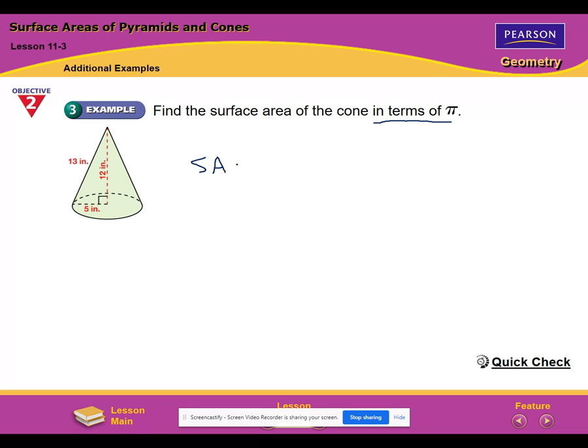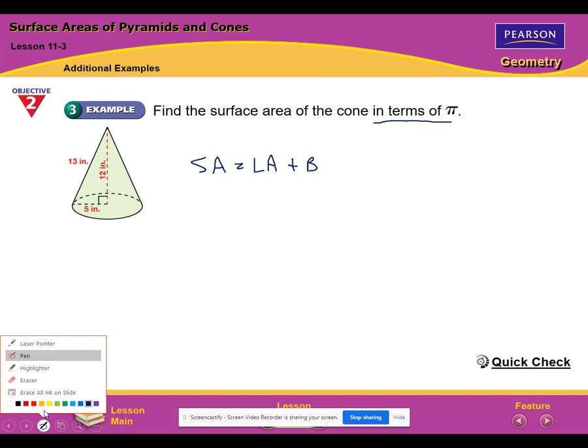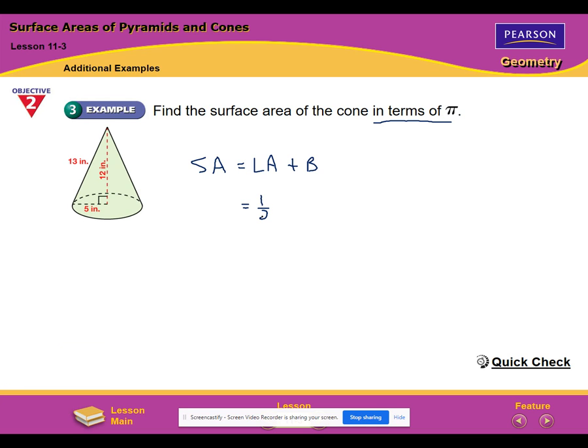Here you got surface area is equal to lateral area plus a base, right? And the lateral area itself is 1/2 perimeter times slant height, so I'll plug that in. 1/2 perimeter times slant height plus the base. Now I'm going to plug in all the circle stuff on this step.